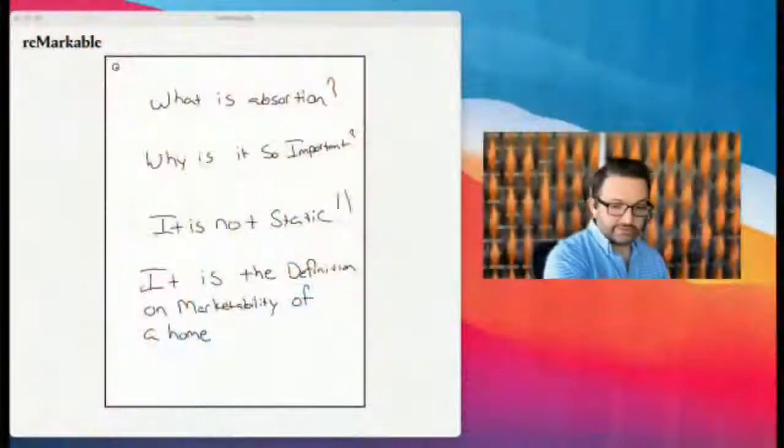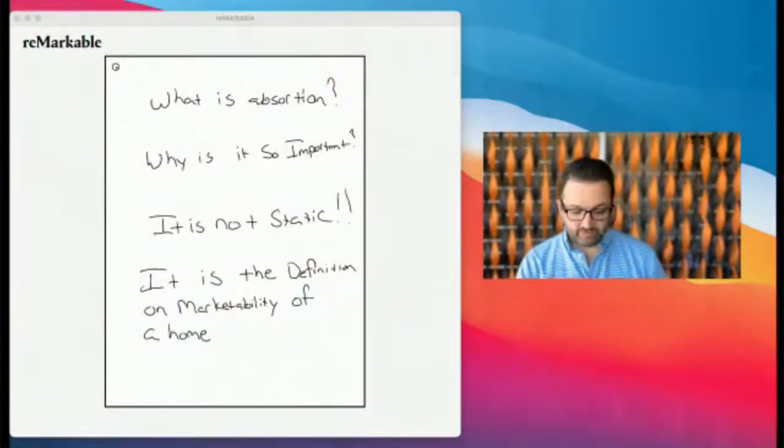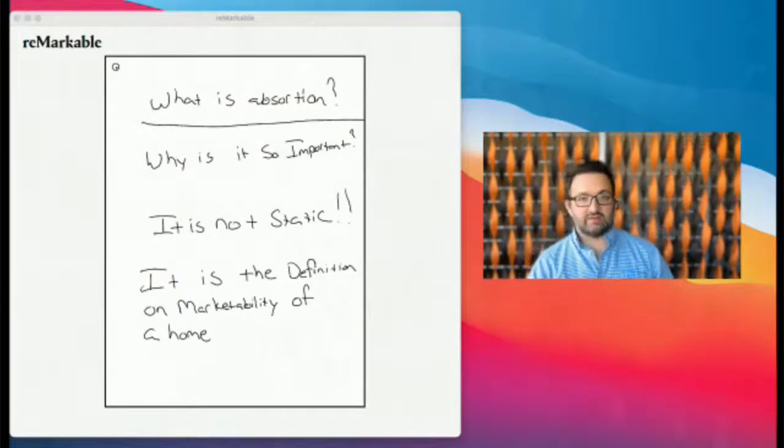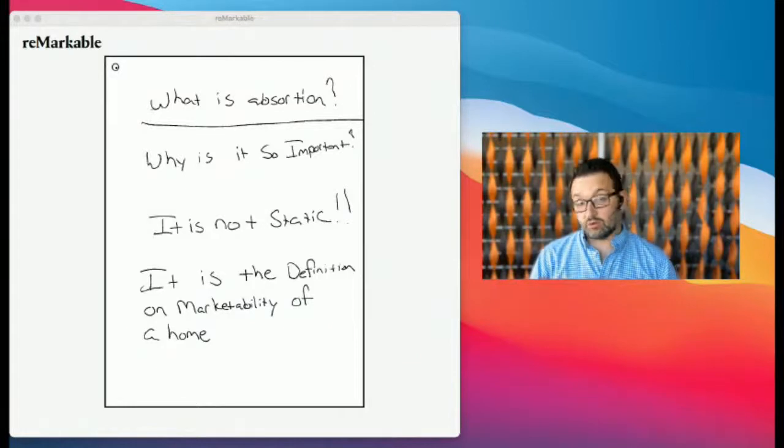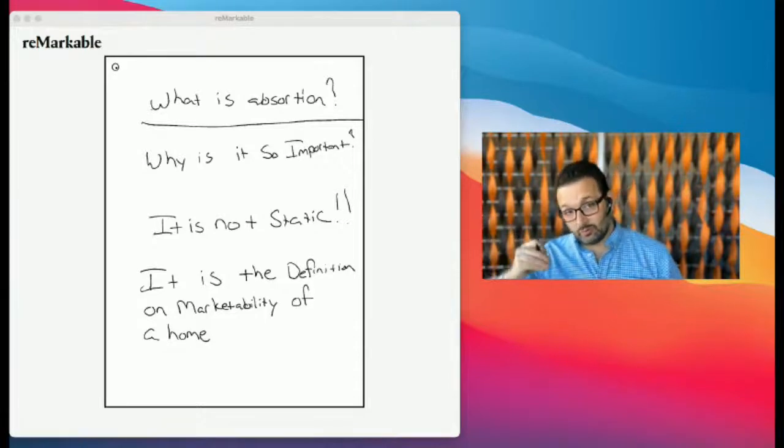So, how do I personally figure this out? And how do I make sure that this is top of mind? Well, let's talk about this conversation. Let me change screens here for a moment. So, what is absorption? I hope I kind of addressed that. That is the willingness of the market to absorb that particular property at the current static environment, meaning how it is willing to take it right now.